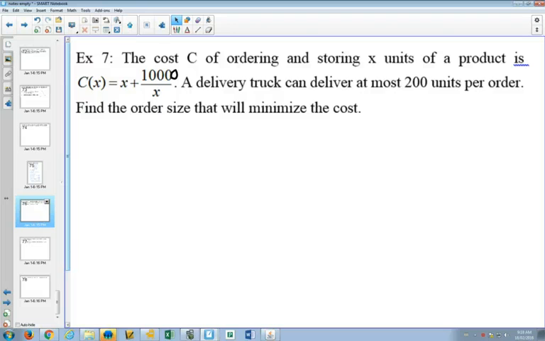So this next question, I'll get you to try it. The equations are given to you already, so that part is done, and that's easier. They figure out the cost of storing units and delivering it is that equation. You need to find what order size will minimize that cost.